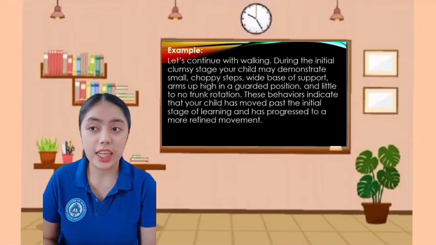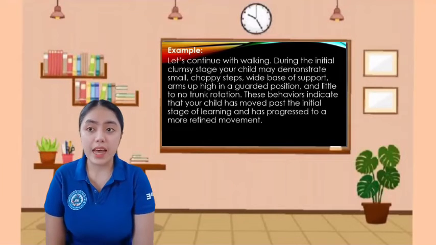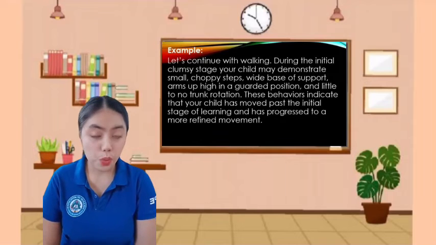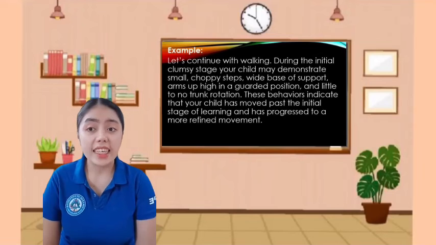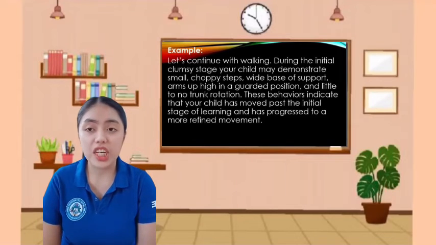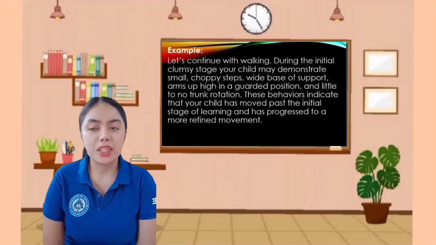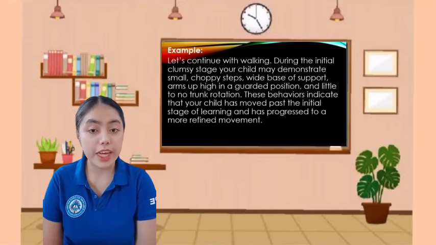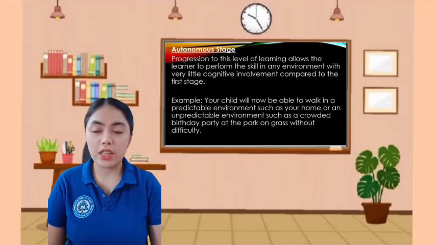During the initial clumsy stage, your child may demonstrate small, choppy steps, wide base of support, arms up high in a guarded position, and little to no trunk rotation. This behavior indicates that your child has moved past the initial stage of learning and has progressed to a more refined movement. The last stage is the autonomous stage.